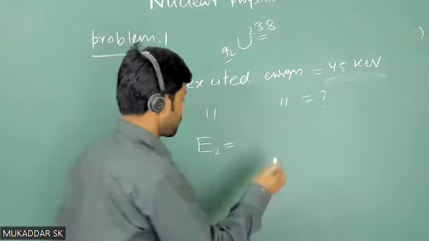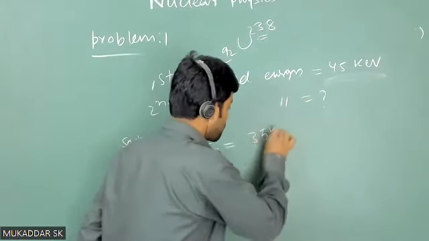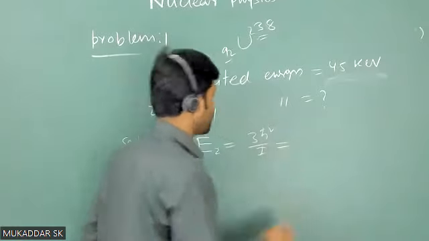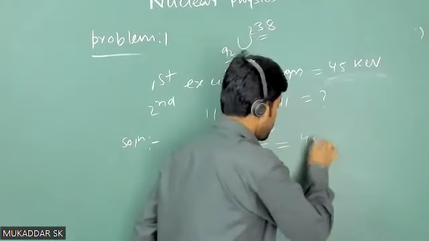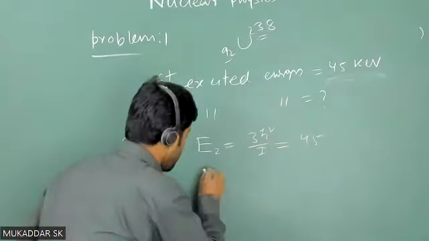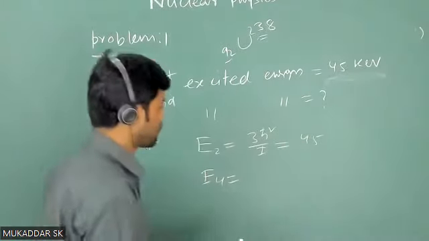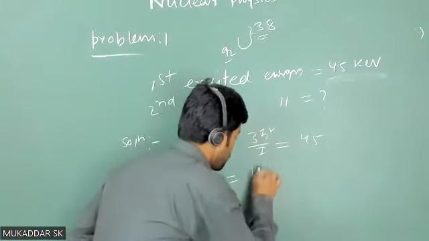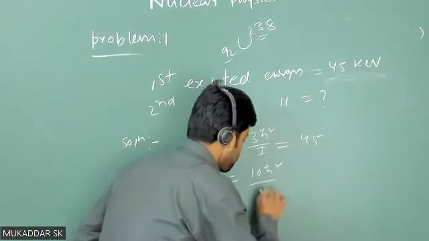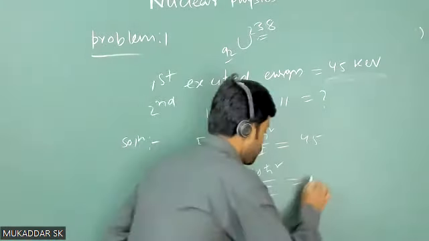Actually, E2 is 3h cross square by I. Yes, sir, that is given. That is 45, right? Yes, sir. And E4 is what is actually asked, and that will be 10 h cross square upon I, which we don't know.